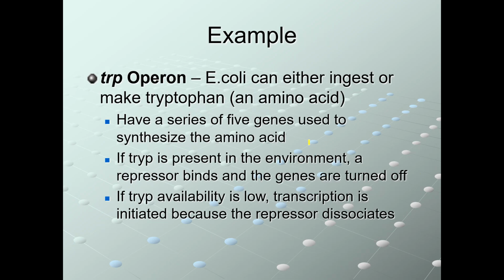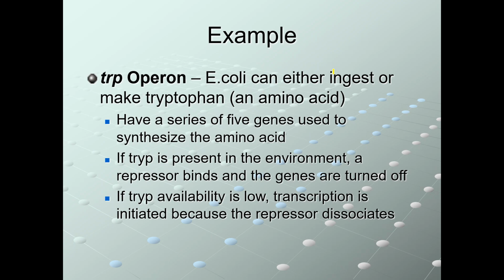So there's a couple of examples, and both of these are going to be discussed in the video, okay? But there's two examples that are commonly found, and you've got the trp operon and the lac operon. Now, you'll find the trp operon in E. coli. Those are just some common bacteria. They're used a lot in genetic study, and they're used a lot in DNA technology.